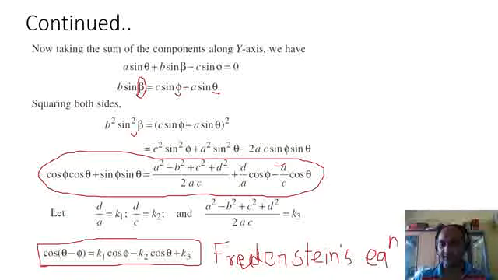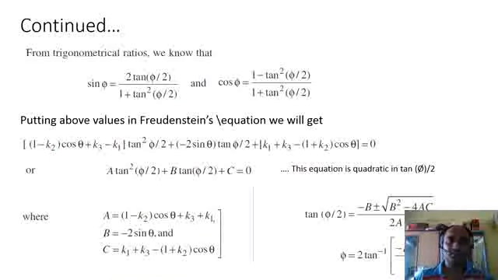Using this Freudenstein's equation, we can carry out the displacement analysis, the velocity analysis, and the acceleration analysis too. Okay, so therefore, in the next part we'll see the displacement analysis, how to find displacement using this particular equation. To find the displacement, our aim is to find this phi, because phi is your output displacement and theta is your input displacement.